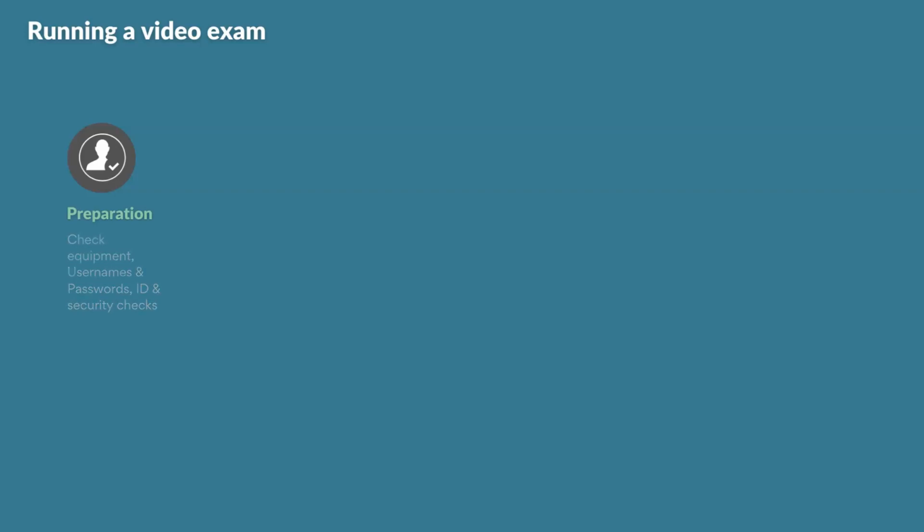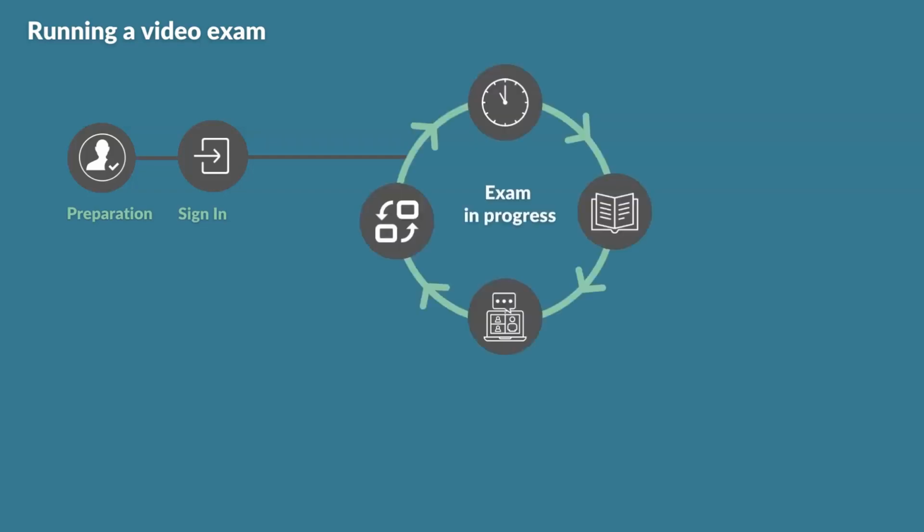Once the users have completed the pre-exam checks, they'll need to sign in and wait for the exam to start. When the exam starts, all the events and rotations will happen automatically. There'll be waiting time with a separate waiting room for candidates, followed by reading time for candidates. Then the timed exam will start and all participants will be connected. Candidate rotations will happen automatically.